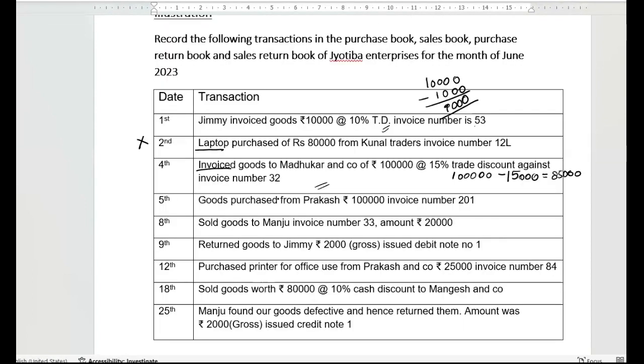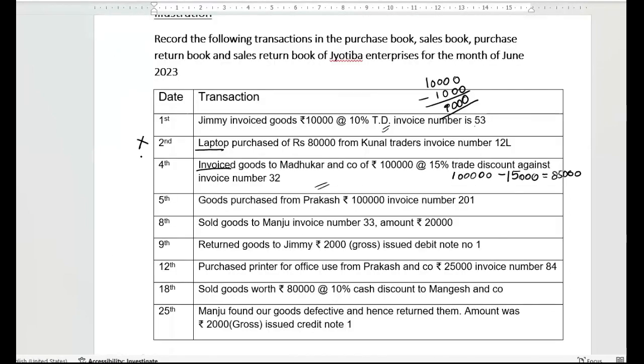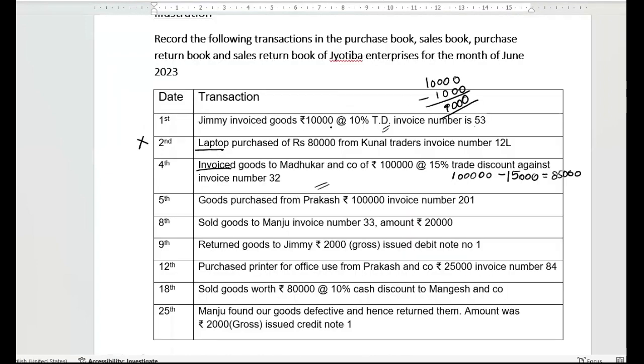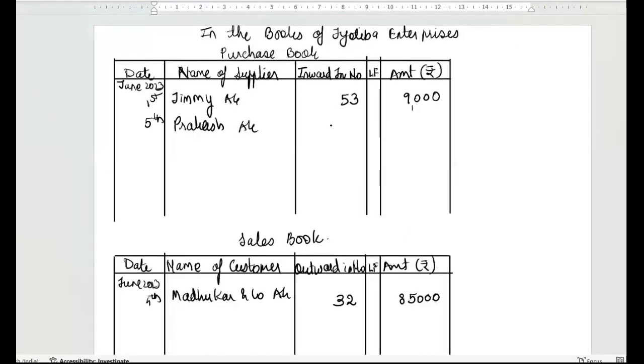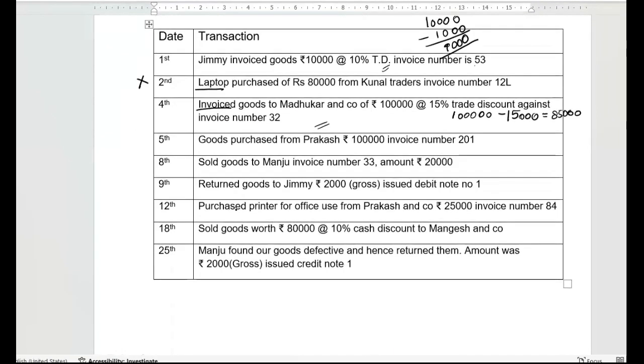Now next is goods purchased on 5th. We are saying goods purchased from Prakash 1 lakh rupees. Invoice number is 201. So go to the purchase book again. In the purchase book I'm going to write on 5th Prakash's account. So Prakash, you can also write here A/C to denote that you are writing an account. Okay. So Prakash's account, and what is the number? 201. So 201, amount is 1 lakh. Fine. So that is the entry made of 5th of June.